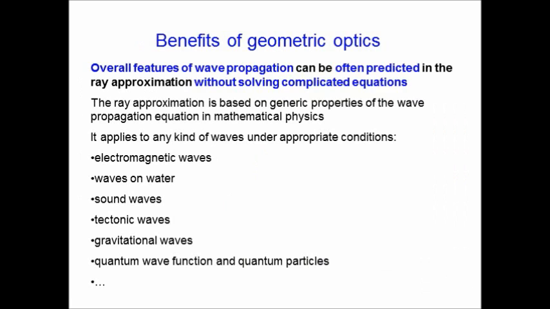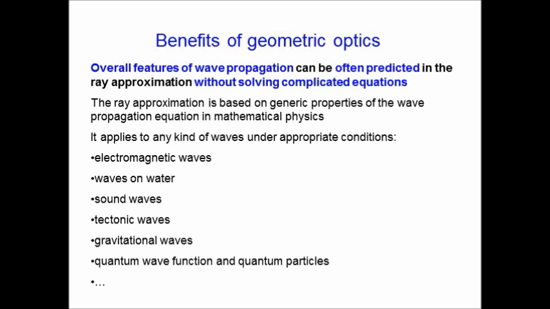Geometric optics is a part of optics that investigates propagation of electromagnetic waves whose wavelength is much smaller than the typical distance that the wave travels. In other words, geometric optics applies to any wave when the wavelength is small enough.